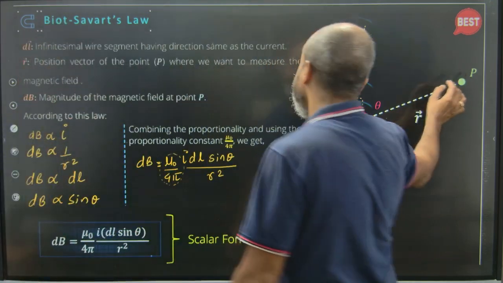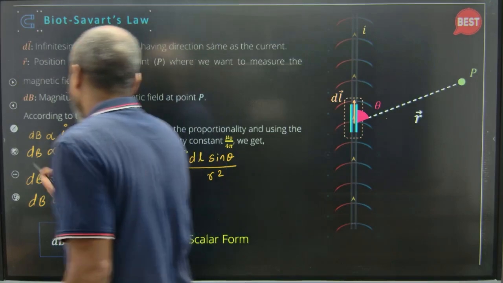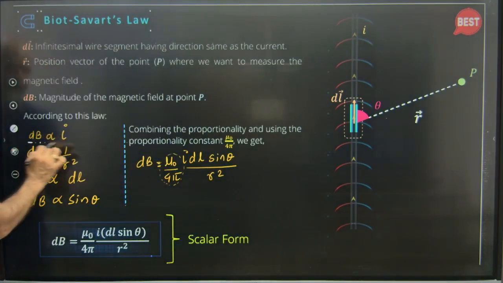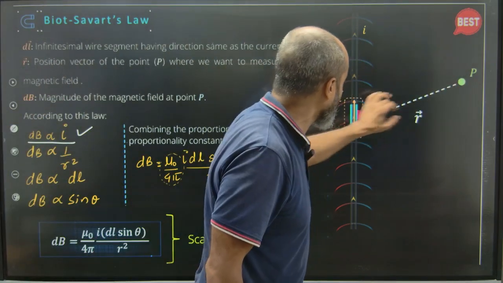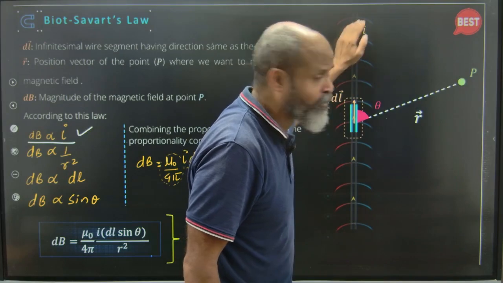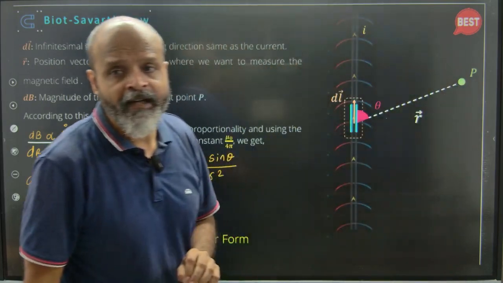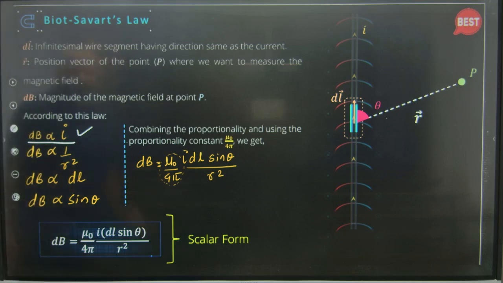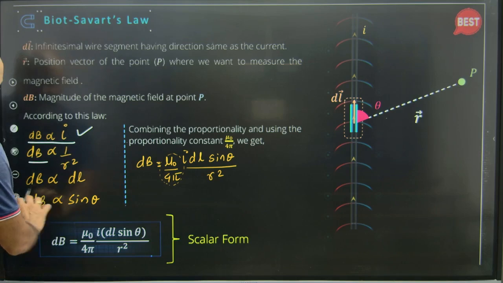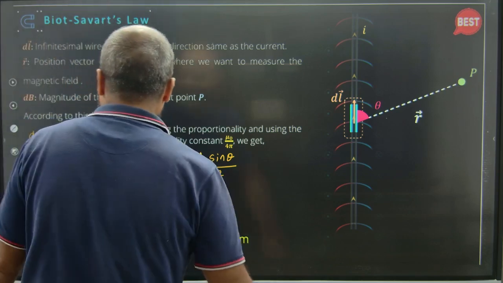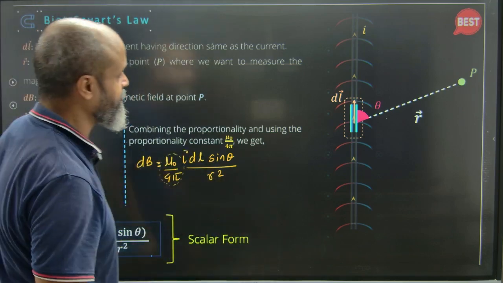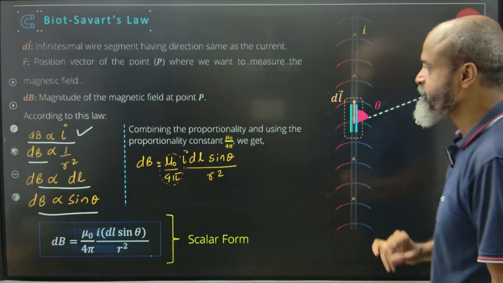So here dB is the magnitude. Now what does Biot-Savart's law state? dB is directly proportional to I, the magnitude of the current that flows. dB will be inversely proportional to R square. dB will be proportional to dl, and dB is proportional to sine theta. So all these are basically proportionalities.